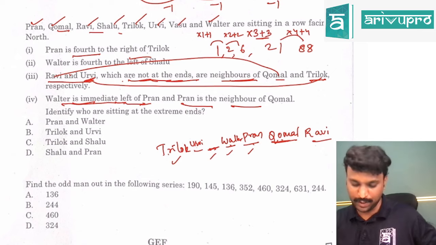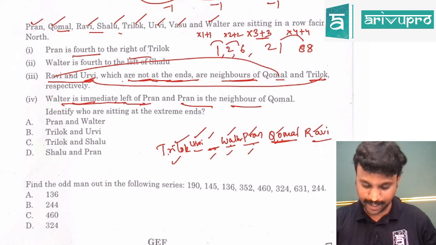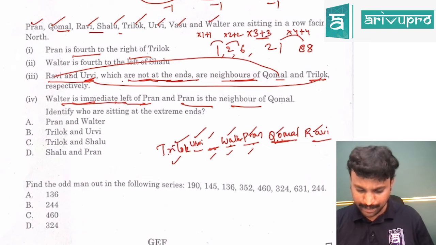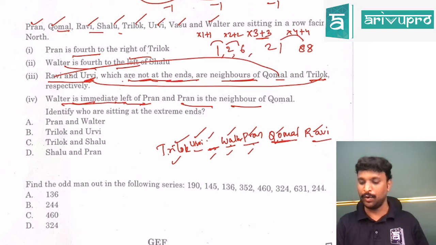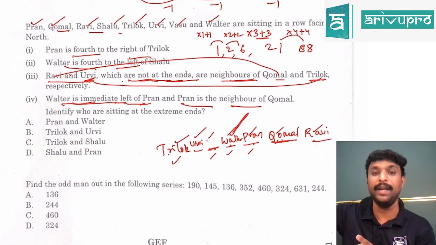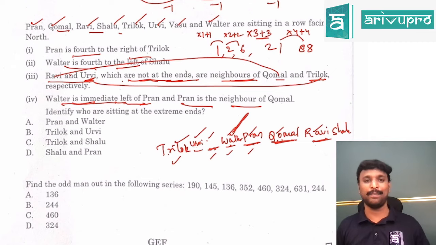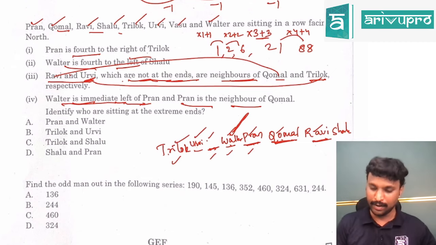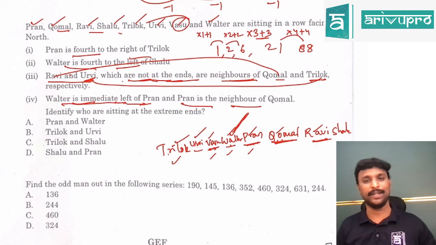Now guys, how many positions? 1, 2, 3, 4, 5, 6, 7 positions. Now only 1 person is remaining. So Walter is 4 to the left of Shalu. Guys, Walter is here. So 4 to the left of Shalu means Shalu should be 4th right of Walter. First right, second right, third right. So Shalu should be here. So all 8 positions have been marked. Only 1 person remaining is who? That is Vasu. So Vasu should be placed here. Urvi and Vasu are the neighbors actually.